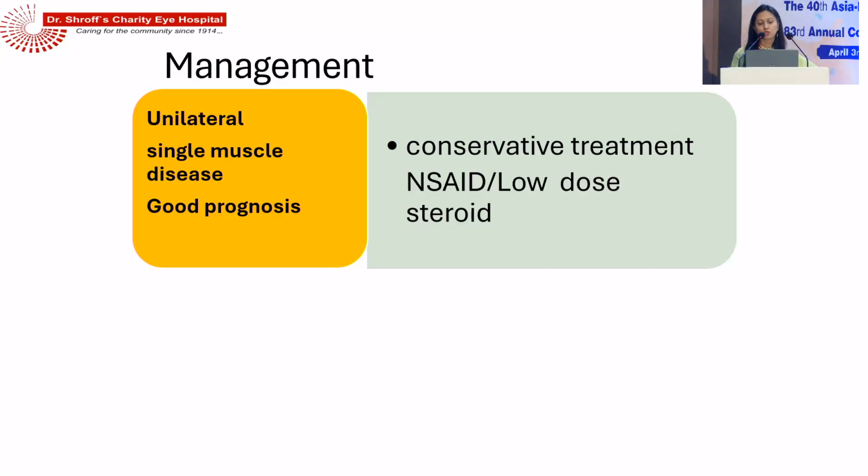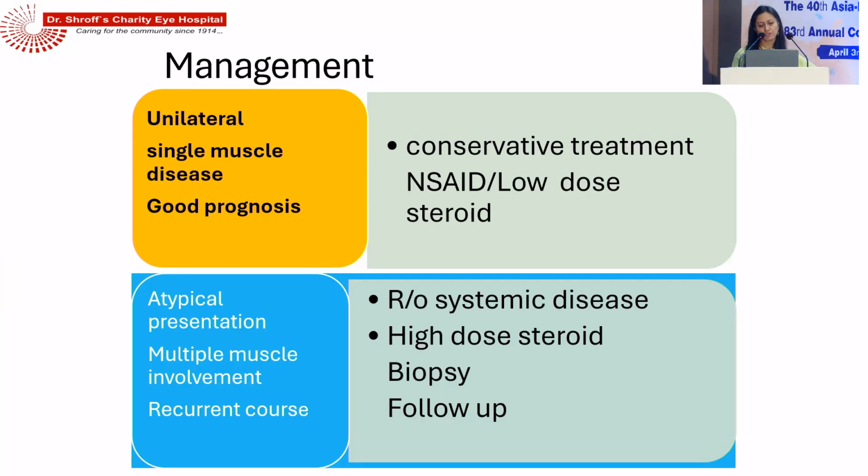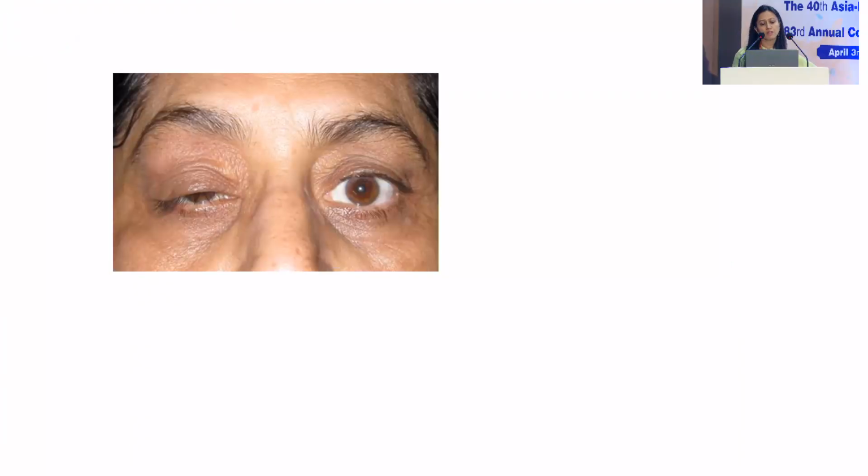So generally if it's a unilateral typical myositis, which is a single muscle disease, they're usually good prognosis. So conservative treatment with either NSAID or low dose steroid is sufficient. But if it's an atypical presentation, multiple muscle involvement or recurrent course of disease, we need to rule out any systemic cause, and more often than not they will need high dose steroid and sometimes biopsy if it's a recurrent inflammation.